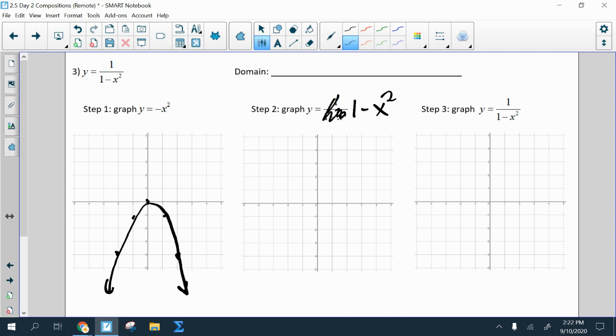Step 2 is telling you to take all of the points and shift them up 1. It's the same as if we wrote it as -x squared plus 1. So now we're going up 1. We're at 0, 1, 1, 0, -1, 0, and at 2, -3, -2, -3. As we're plotting these points, don't forget you're always welcome to plug in some numbers to make sure they work. Then this part is where we're going to do that reciprocal part.